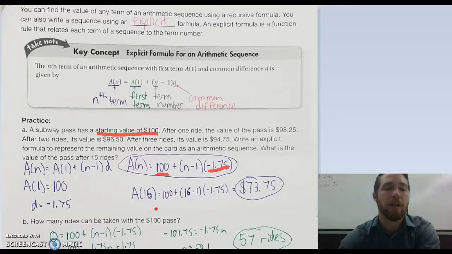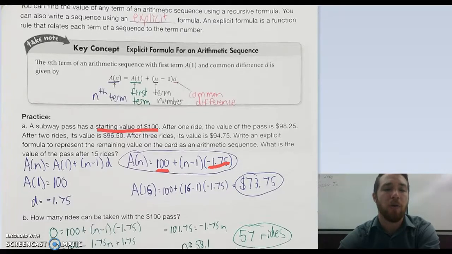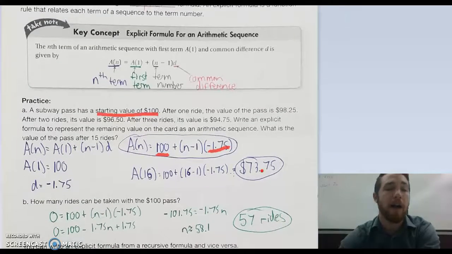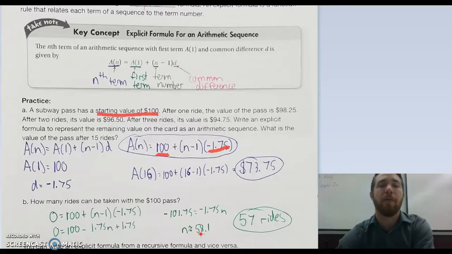We can also answer the question, how many rides can be taken total with your $100 pass? I can find that out by setting that value equal to 0. So again, basically we want to see how long it would take for that value on the card to go down to 0. So I can just use that formula. So 0 equals my explicit formula, starting value plus n minus 1 times your common difference. And I just work through my steps by distributing. So multiply both of these by the negative 1.75. I subtracted 100 and subtracted 1.75 over to the left-hand side. And then if I divide by negative 1.75, I get about 58.1.